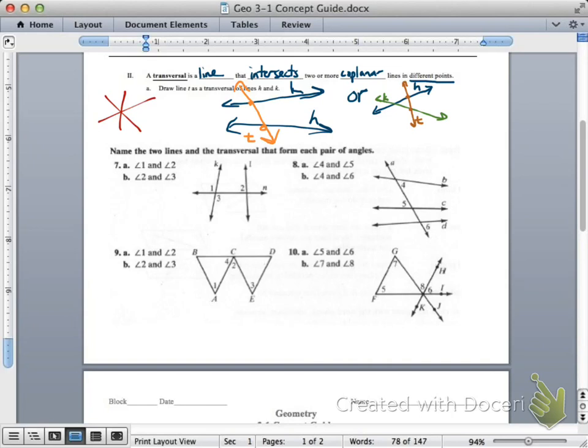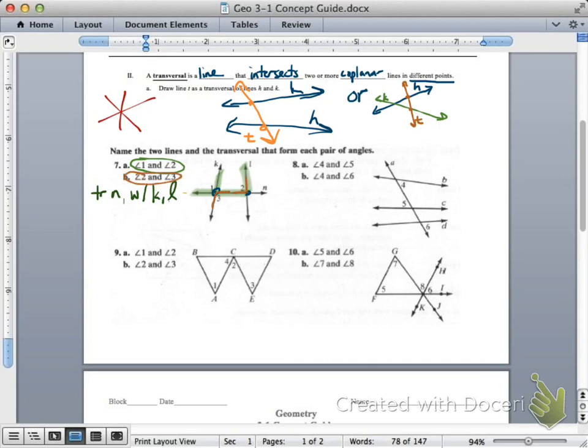Name the 2 lines and the transversal that form each pair of angles. Let me help you get started here. Angles 1 and 2, it helps us to trace them and pay attention to where the vertices are of the angles that are formed by those 2 lines. So of these 3 lines, K, L, and N, which one is intersecting both of those vertices? That would of course be line N. So the other 2 lines, K and L in this case, are the other lines. There's always going to be 2 lines and a transversal. So the transversal is N with lines K and L.